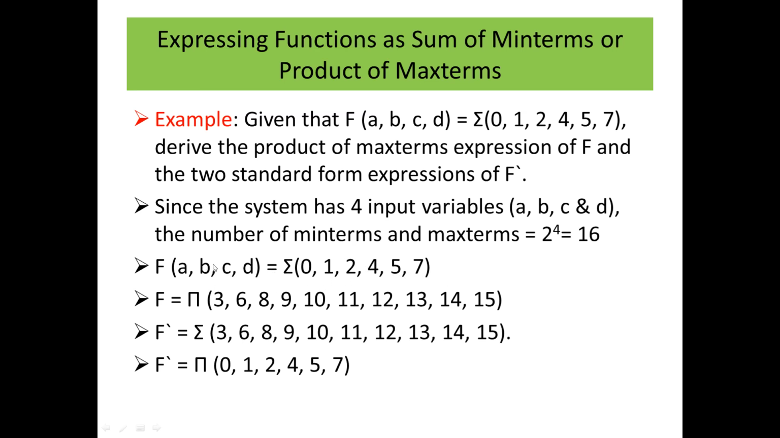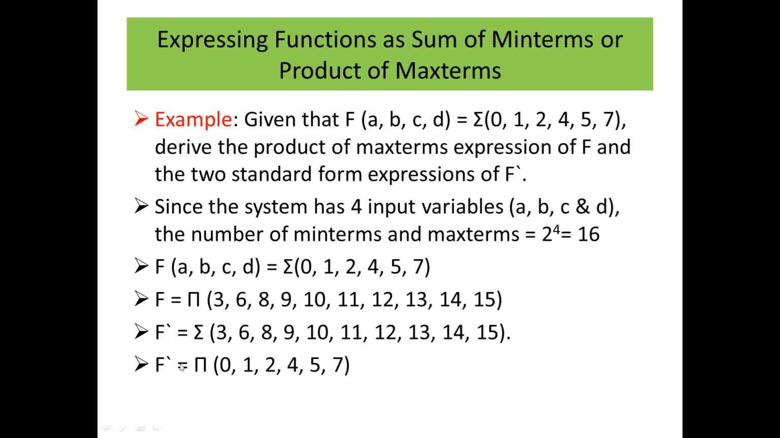So 8, 9, 10, as it is a 4 variable function, up till 15 will be there. 4 variables, A, B, C, D, 2 raised to 4, 16 combinations will be there. So 0 to 15. So 8, 9, 10, 11, 12, 13, 14, 15, all I have written here. So this is F bar. F bar is the complement of F.